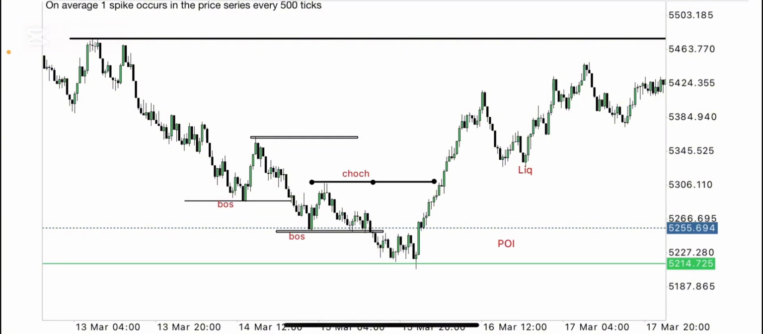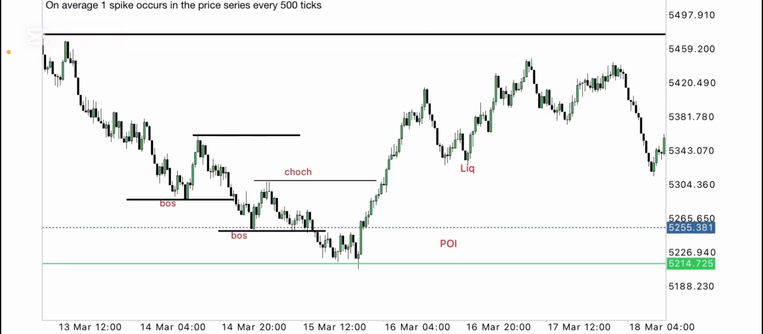This last high right here, market broke it up, that forms a change of character for us. So after market has changed character right here, we know that we are on a bullish trend right now, and market is going to retest back to this POI.